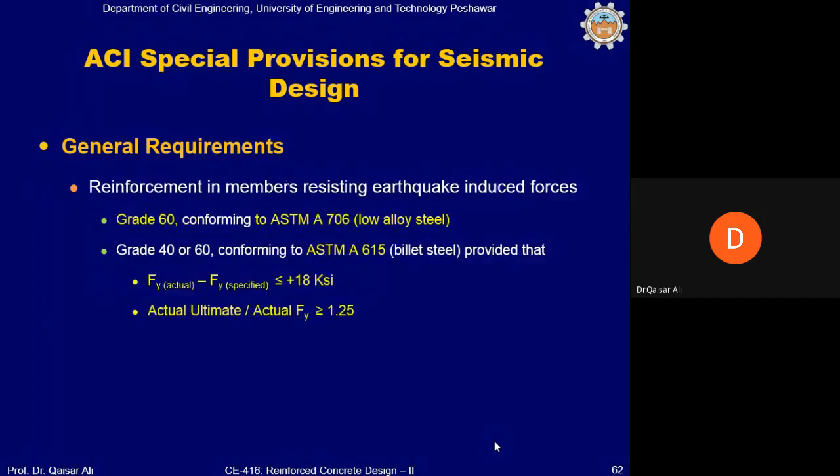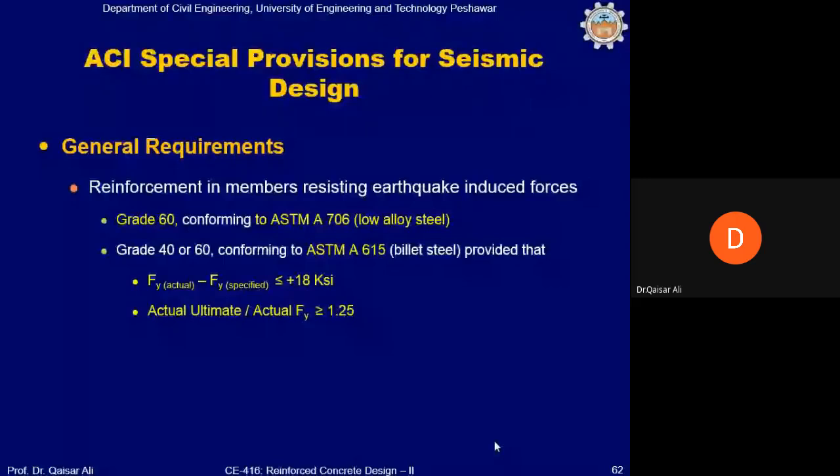With regard to the steel, if ASTM A706 steel is used, then grade 60 steel can be used without any further requirements, because ASTM A706 is a very good quality steel with regard to its ductility. And it is a ductile steel, although it is a little bit expensive, and it is produced only by a few factories in Pakistan. Only recently they have started its production. When ASTM A615 is to be used in the members of a moment resisting frame, then either grade 40 or 60 can be used. However, there are two requirements.